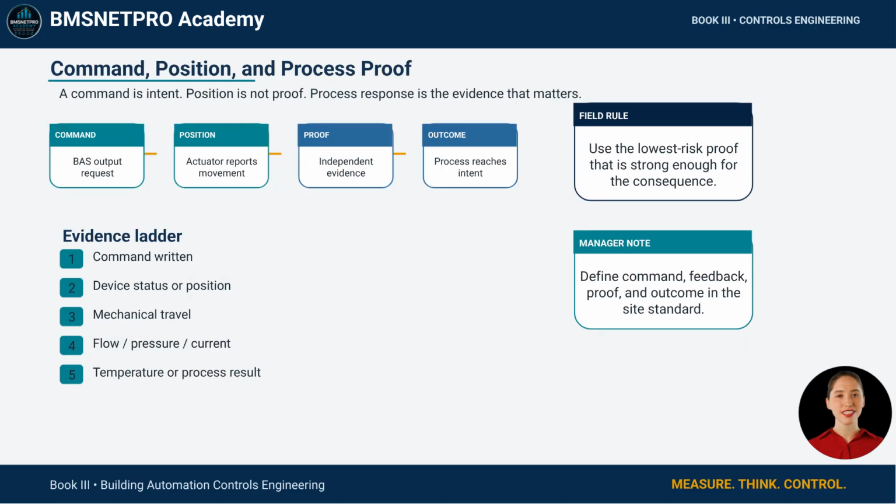This slide gives the evidence ladder. At the bottom is the command written by the BAS. Next is the status or position reported by the device. That still may not prove blade movement or valve stem movement. Then we look for mechanical travel. After that, we look for flow, pressure, current, or another process proof. Finally, we verify the outcome. Did the zone cool? Did the coil transfer heat? Did the fan move air? Did pressure recover? The proof levels should match the consequence. Critical equipment may require several independent indicators.